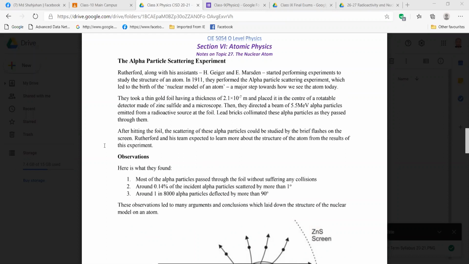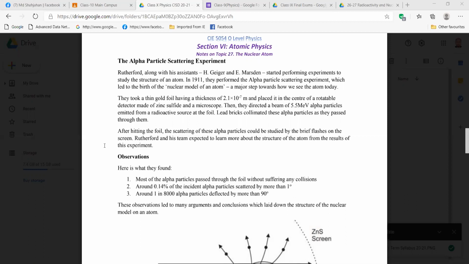The second finding is that some of the alpha particles scattered by more than 1 degree. That means some are repelled. When they are going closer to the nucleus, they are repelled. Then around 1 in 8,000 alpha particles deflected by more than 90 degrees. That means these are almost returning back. If it is more than 90 degrees, that means they are almost returning back.